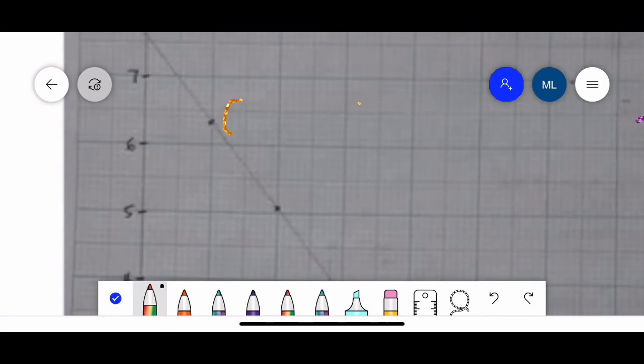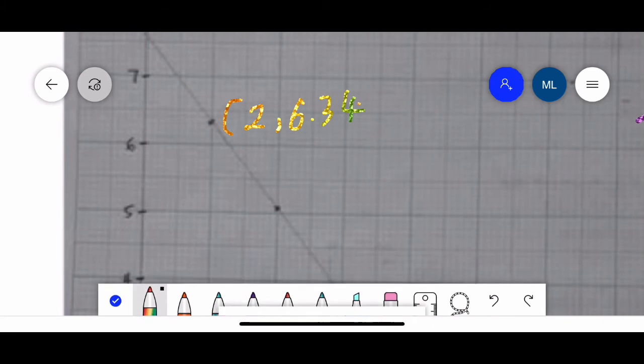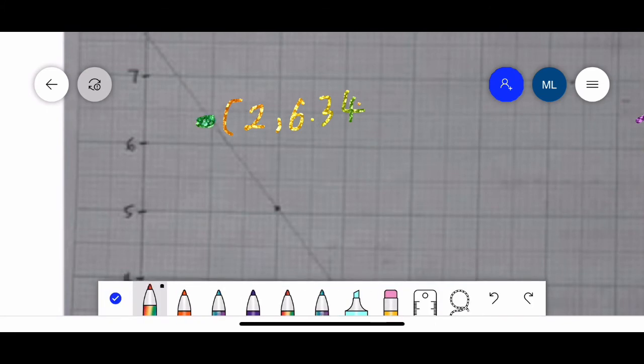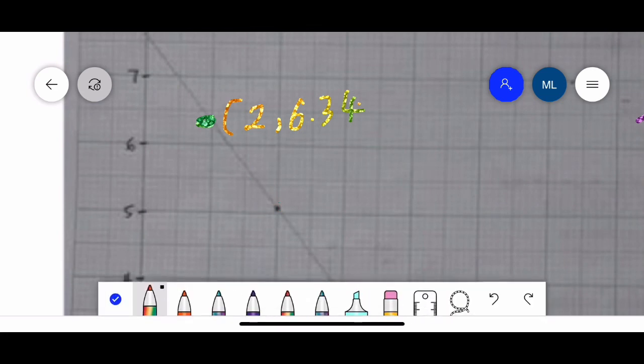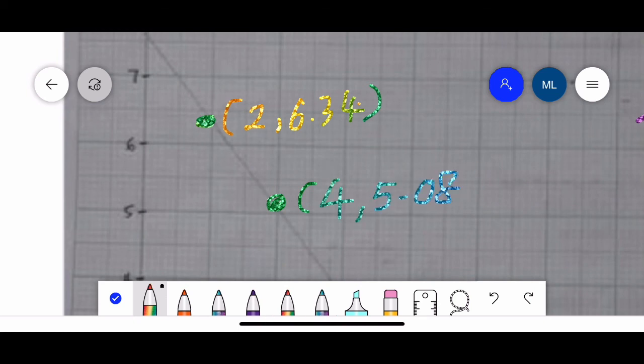When you plot the point, please always double check so that we avoid the careless mistake. So 2 and then 6.34, right? That is the first point that we plot. Alright, so each of the points must be accurate on the graph. Okay, so the next point, we always draw the points first before we draw the line of best fit. Okay, so the second point, I'm going to check one by one so that I won't have careless mistakes.